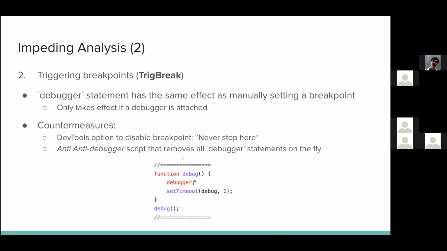What this means is that if I'm an analyst and I have developer tools open and I'm trying to step through the code, I won't be able to because it just keeps going into these breakpoints. This one is also not very difficult to bypass because there's an option to disable breakpoints. So somebody can just disable this breakpoint. And in advanced cases where the malicious script generates code that contains breakpoints on the fly, you can also run an anti-debugger script that removes all debugger statements completely.